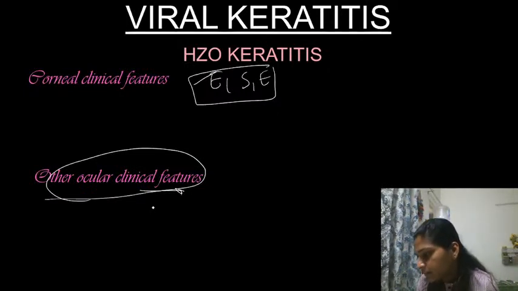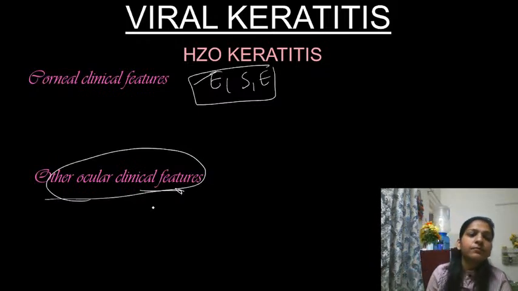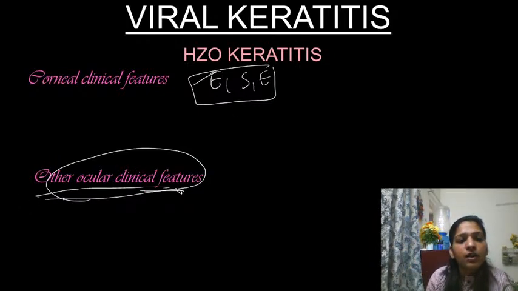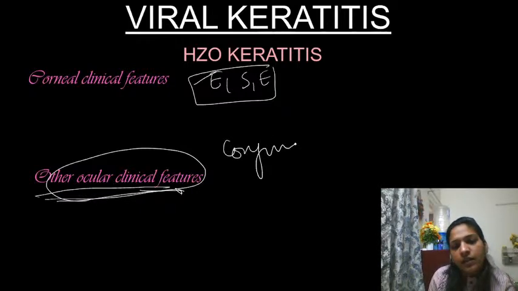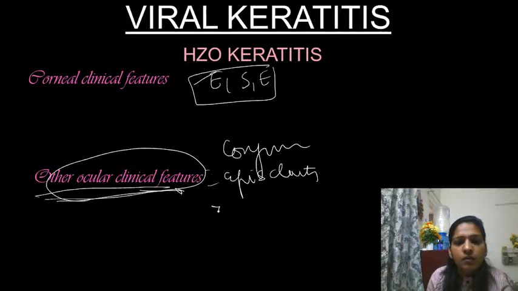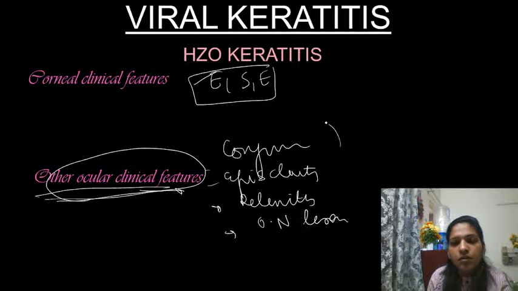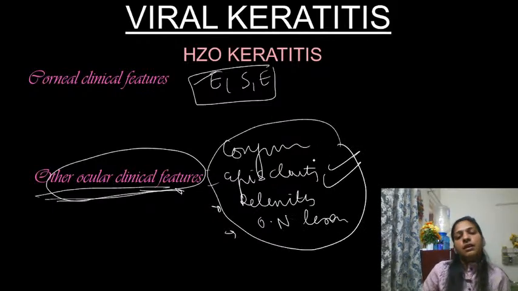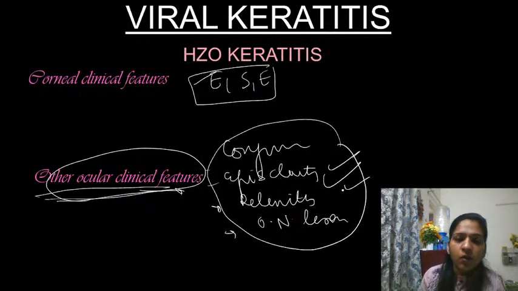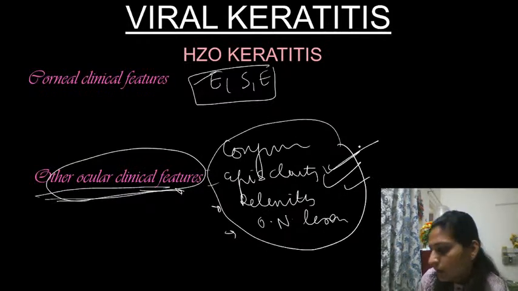Can anyone just tell me? Yes, Adyut, they are also known as pseudodendrites because they have no terminal end. Yes, you are right. Now you have to tell me the other ocular clinical features of herpes zoster. Patient can have conjunctivitis, episcleritis, retinitis, optic nerve lesions. So it can affect any part of the eye, not just cornea, it can affect any other part of the eye. Right?